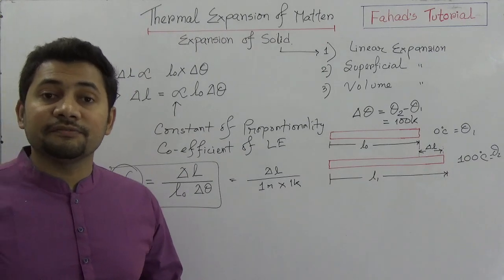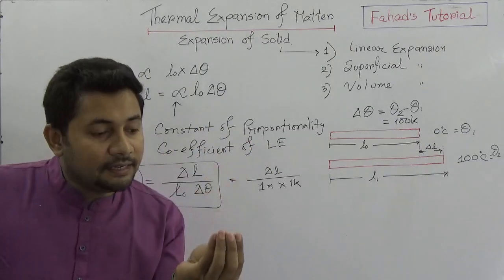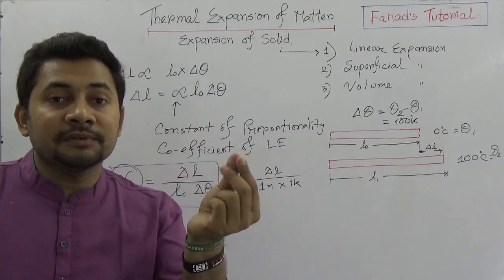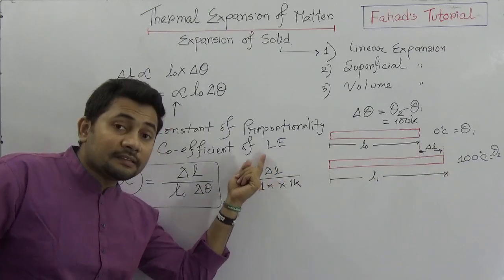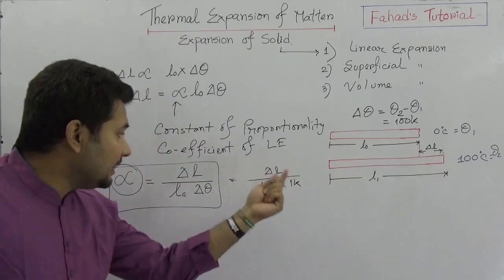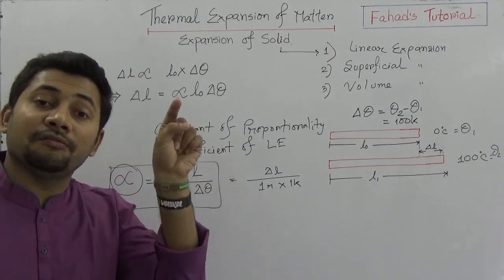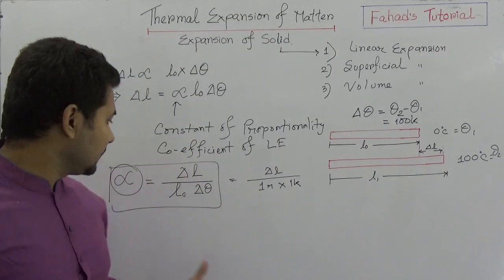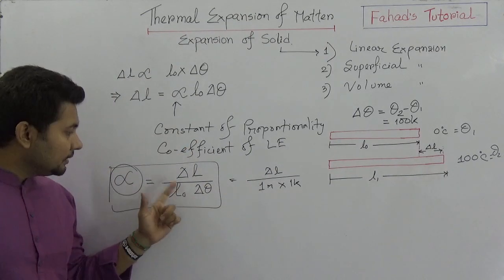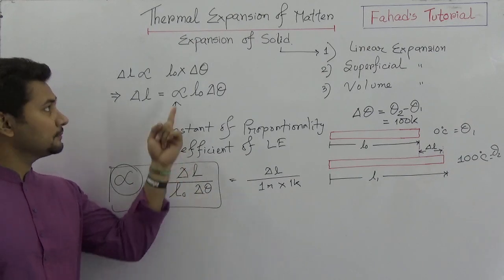That means if any substance or rod is 1 meter long and I change the temperature by 1 Kelvin, the amount of length that increases is the coefficient of linear expansion of that metal or substance. I hope you understand. You know how I get this: alpha is del L by L naught del theta.